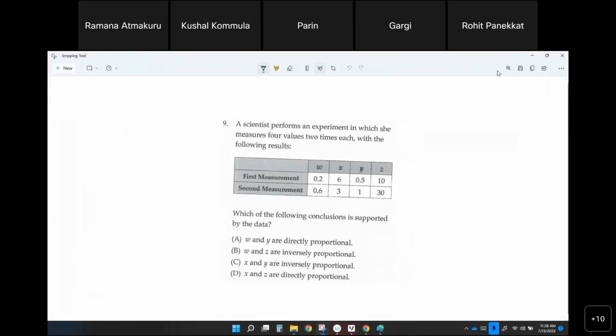We talk about a scientist who performs an experiment in which she measures 4 values 2 times each. So 4 values in 2 measurements. Which of the following conclusions is supported by the data? W and Y are directly proportional.